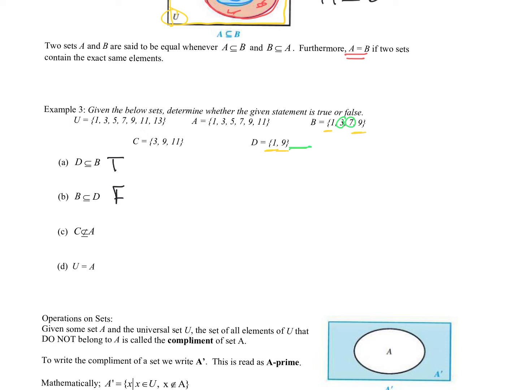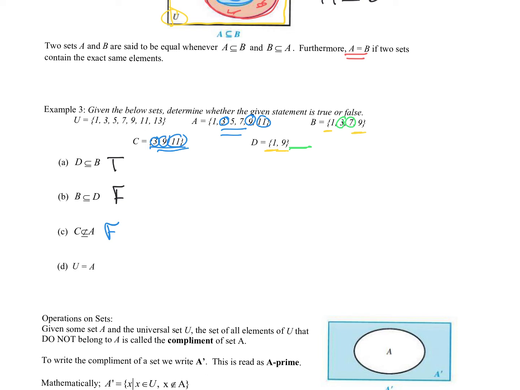Letter C says that the set C is not a subset of A. So let's check. So I have 3, I have 3. I have 9, I have 9. 11 and 11. C is a subset. All of C's elements are in A. So this is also false.